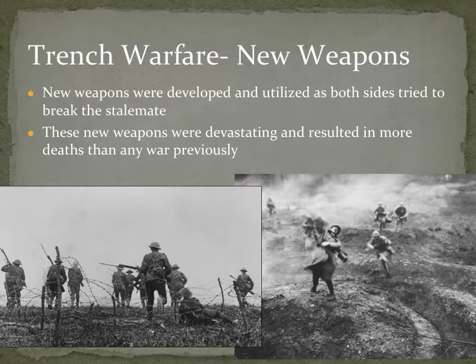The key thing to understand about the new weapons and new tactics is that the new weapons were more deadly than weapons that had ever been used in warfare before. And so that's why this war resulted in more deaths than any war previously. And these pictures illustrate the tactics of trench warfare, where the men are coming out of their trench, crossing the area in the middle called no man's land, and being shot at by the other side, who are protected down in their trench. And so the war, again on the Western Front, turned into a stalemate due to the tactics of trench warfare.